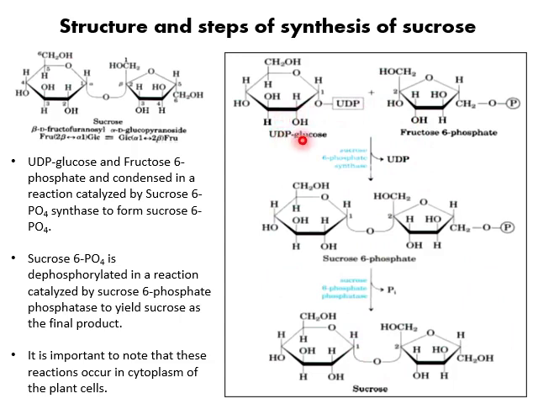Now, if you see the steps, these are the basic simplified steps of sucrose biosynthesis. What you will see is that the UDP glucose is the activated form of glucose, in which UDP, uridine diphosphate, gets attached onto the first carbon atom, and fructose 6-phosphate are condensed in a reaction which is catalyzed by sucrose 6-phosphate synthase, leading to the formation of this molecule, sucrose 6-phosphate. So this is the first step.